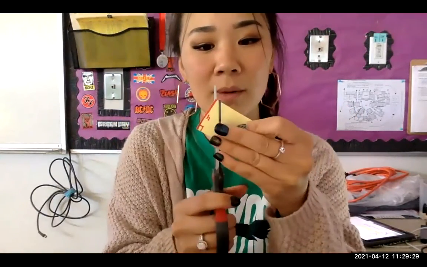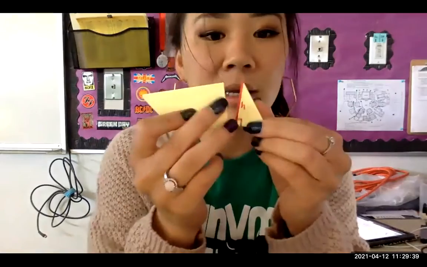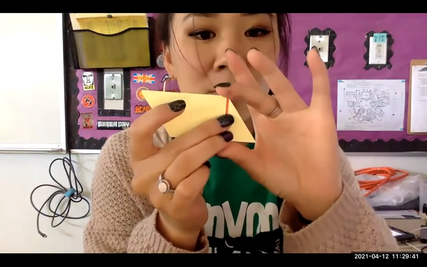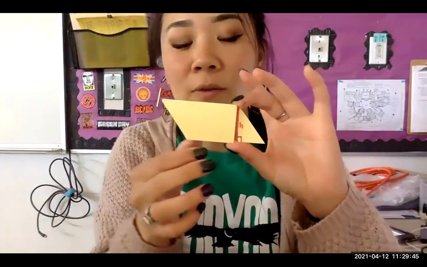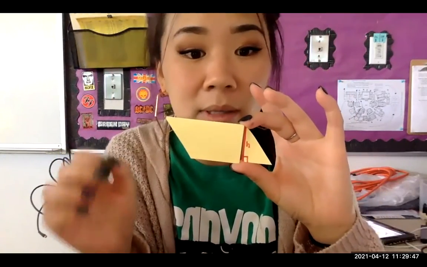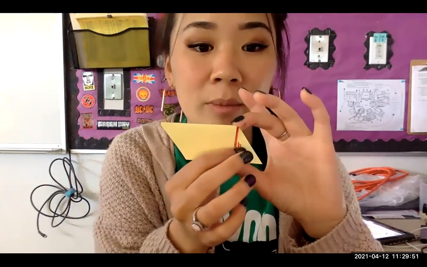If I were to take this and cut it like this, and take this height and put it on the other side, this now forms a new shape. This forms a parallelogram. And so we're not looking at a rectangle anymore.